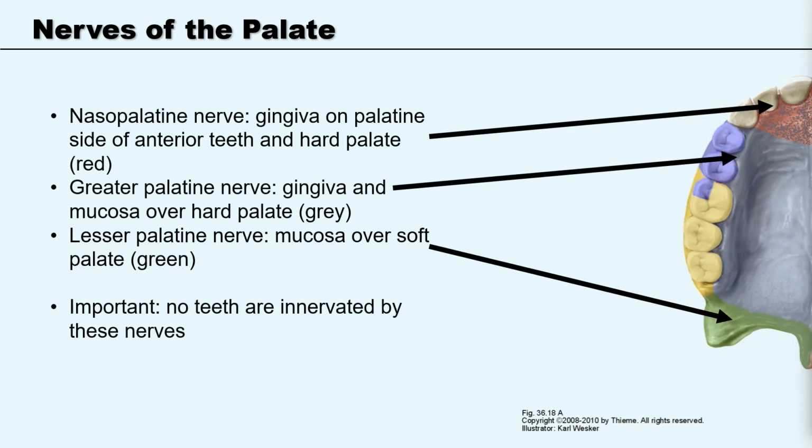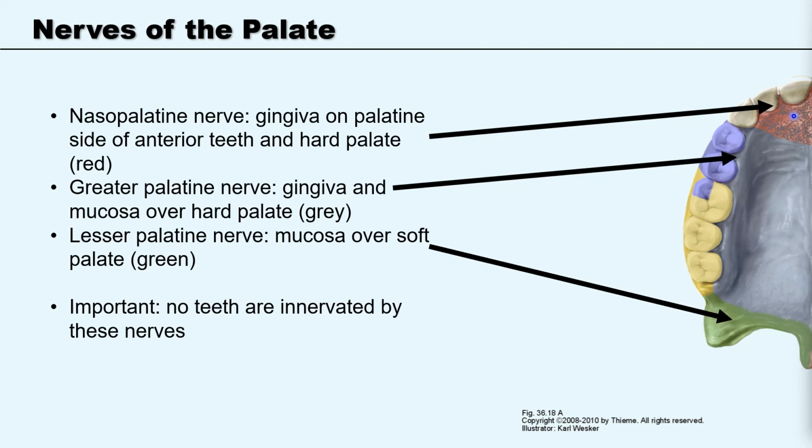Here we can see the areas that the various palatine nerves supply. The greater palatine nerve is shown in purple. And as you can see, it supplies the mucosa of all of the hard palate, as well as the palatine side of the gingivae. The purple dots in the pink area, adjacent to the anterior teeth, are meant to show that the greater palatine nerve also supplies some of this area too.